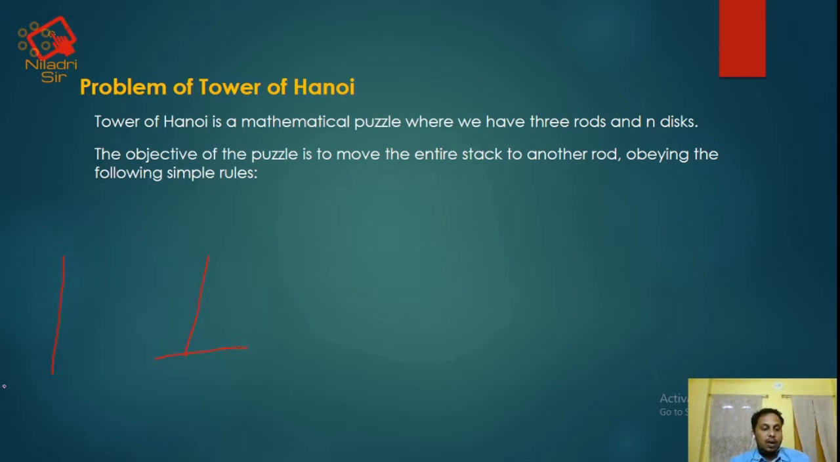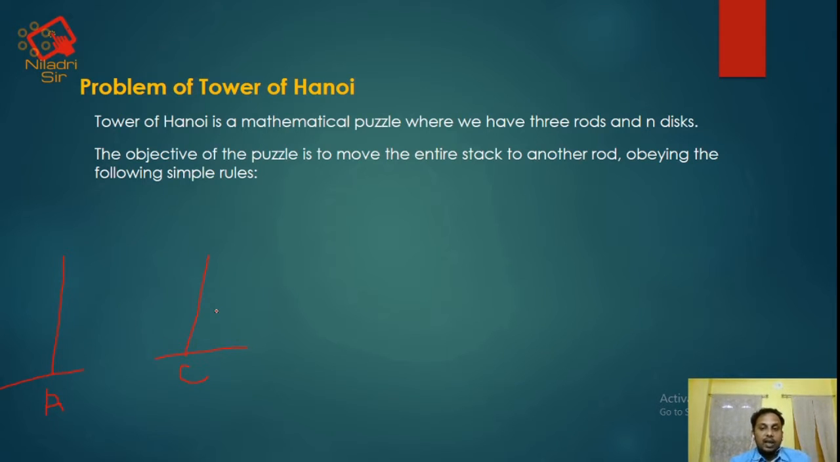This is rod A and this is rod C. So there are some discs. We have to transfer all discs from the A rod to the C rod. So what is the objective? We have to transfer the discs from A rod to C rod.